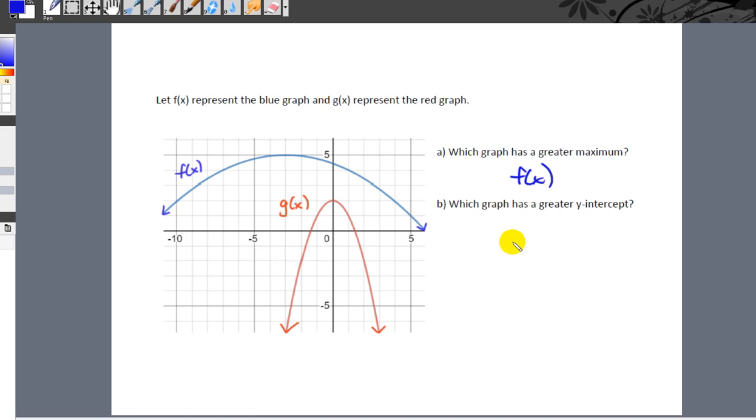Which graph has a greater y-intercept? Let's look at this. I think the y-intercept where it crosses the y-axis for g of x is going to be y equals 2. And this is going to be somewhere above 4. I have no idea what that would be, maybe 4.33 or something. But anyway, it looks like f of x is going to have the greater y-intercept. So that is going to be f of x again.